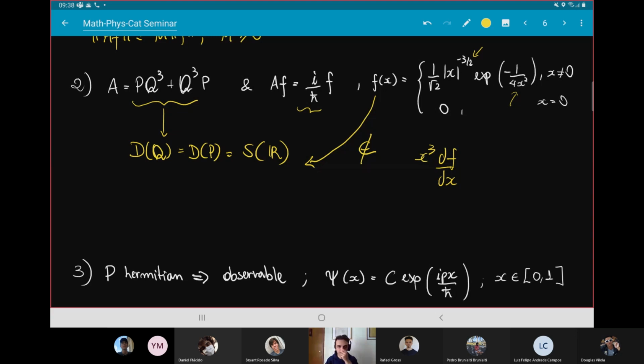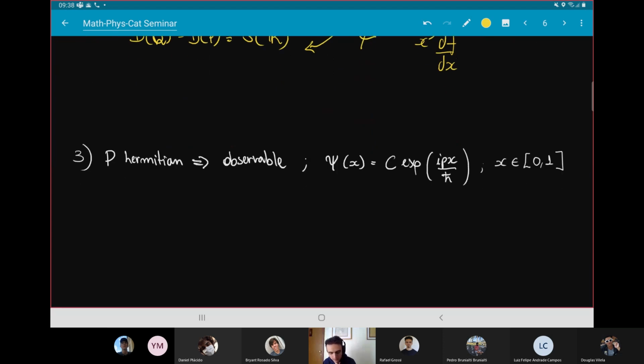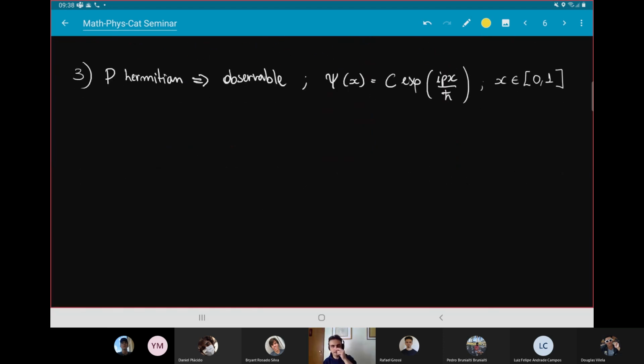So there's that. And the last problem that we had was that we were saying that the momentum was a Hermitian operator, and therefore it was observable. But we know from functional analysis that the spectrum of the momentum operator is the whole complex plane. And we also saw that if we apply the momentum operator to the wave function, we get this result.